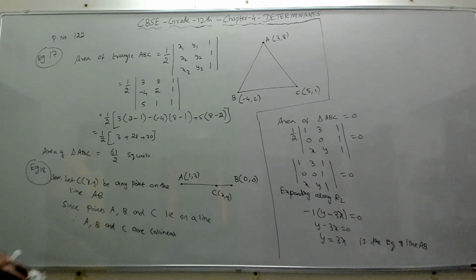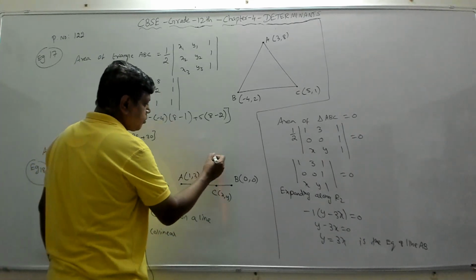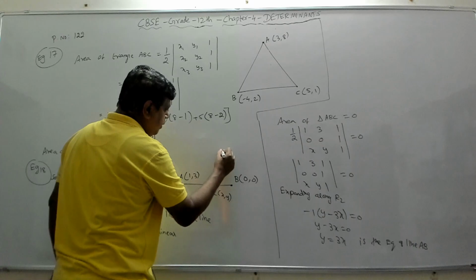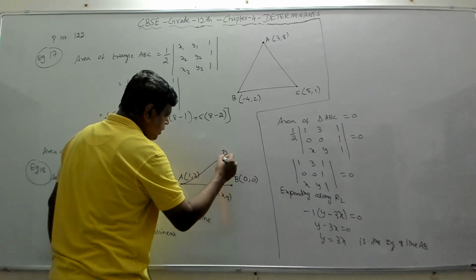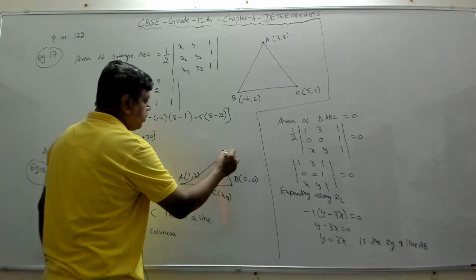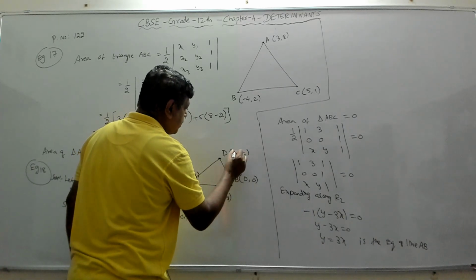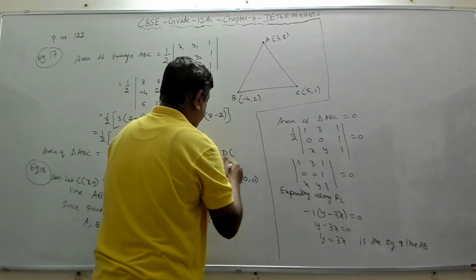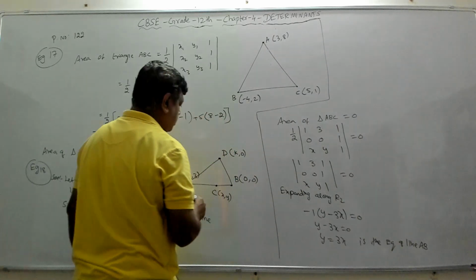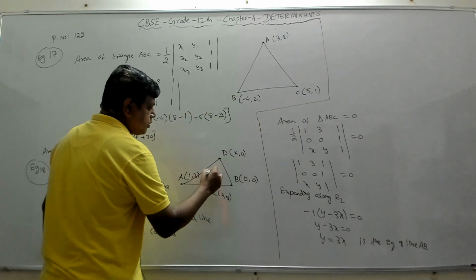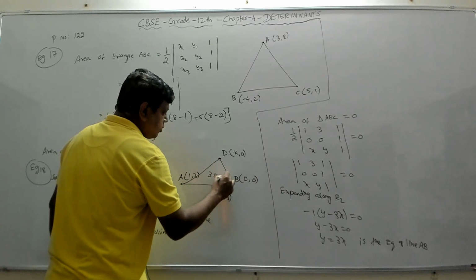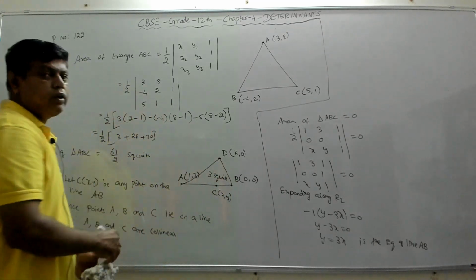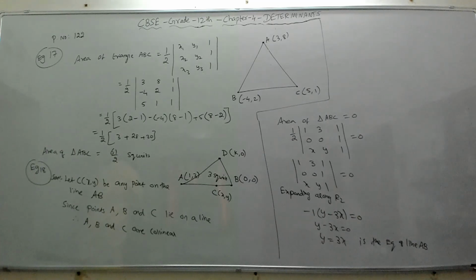The second part of this question is that suppose there is a point D here such that if we join A, D and B, and D point is 0 comma K or K comma 0, I think it's K, sorry, K comma 0. So K comma 0, then the area of this triangle is 3 square units. What is the area of ABD? It's 3 square units. We have to find the value of K.